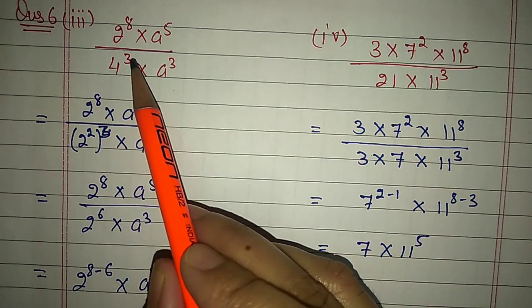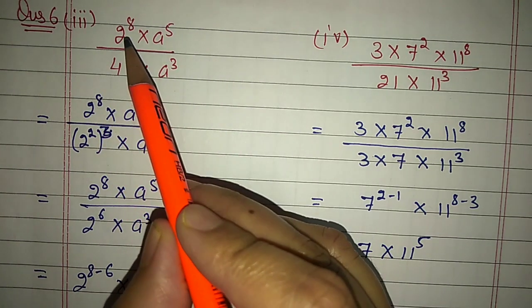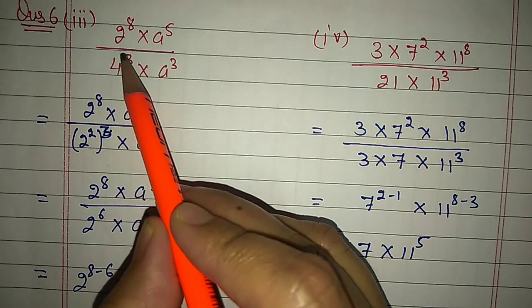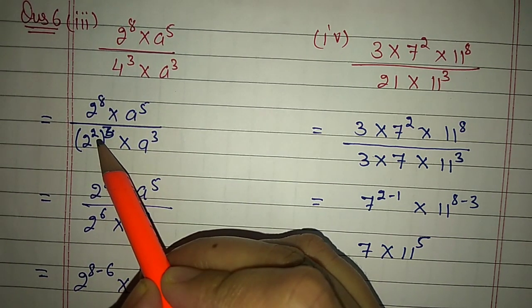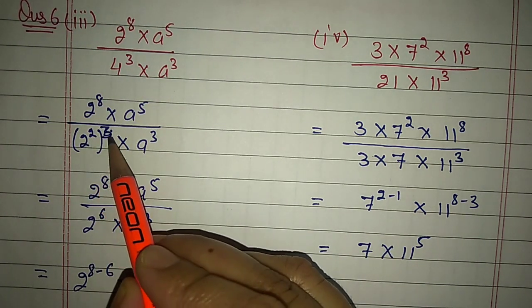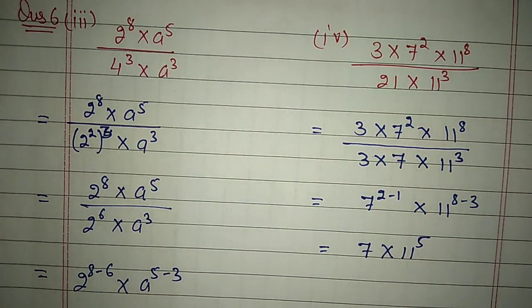Third part: 2 to the power 8 multiplied by 8 to the power 5, divided by 4 to the power 3 multiplied by 8 to the power 3. You can see here 2 is there but in the denominator 4 is there. So this 4 also we can change as a power of 2. We can write it as 2 to the power 2. So it will become 2 to the power 2 whole to the power 3, which means 2 to the power 6. Remaining things we will keep as it is.